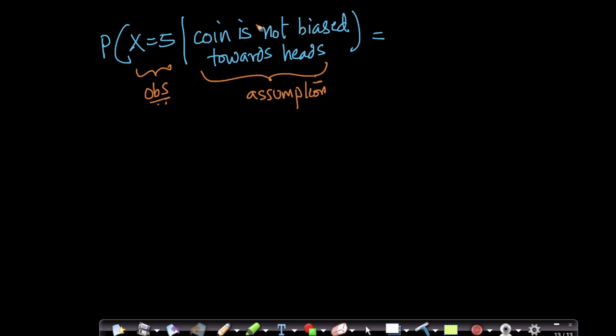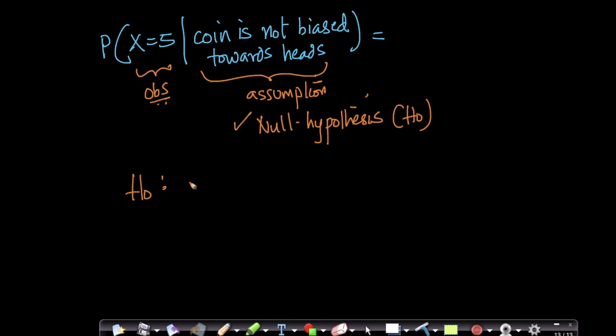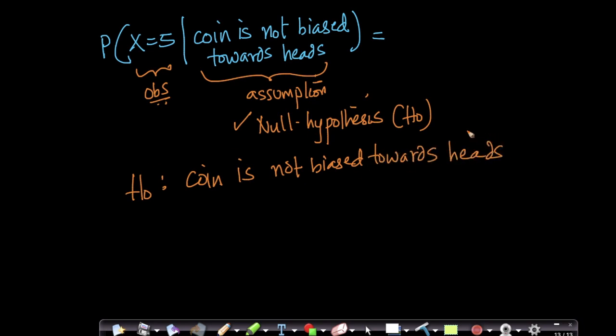So what is the probability of the observation given this assumption? In hypothesis testing, this assumption is called a null hypothesis. It's often written as H0, right? So what is our null hypothesis? Don't worry about the terminology. You'll pick it up as I told you. Our null hypothesis here is that the coin is not biased towards heads. This is the null hypothesis.